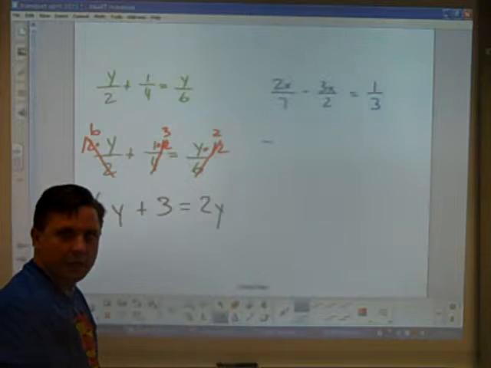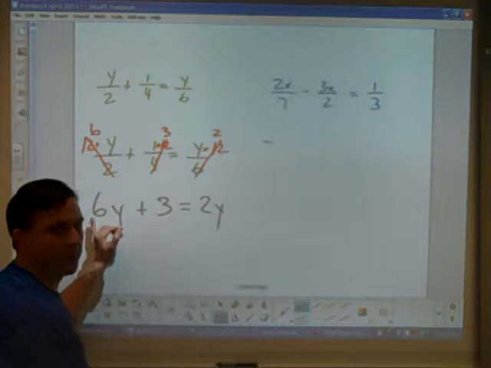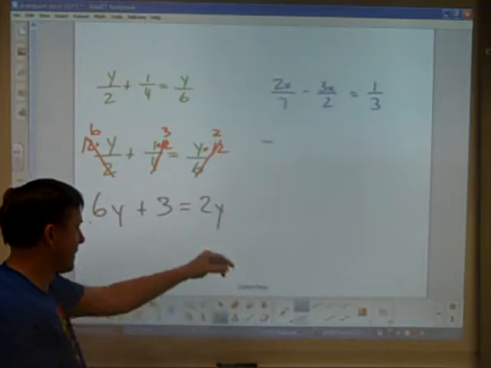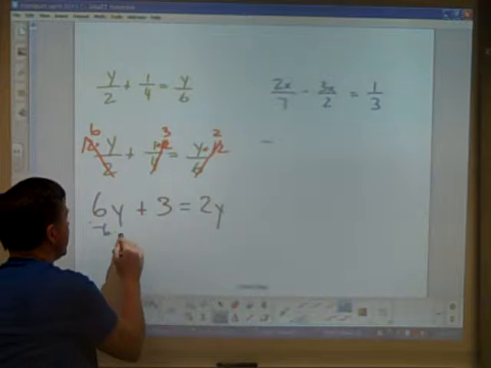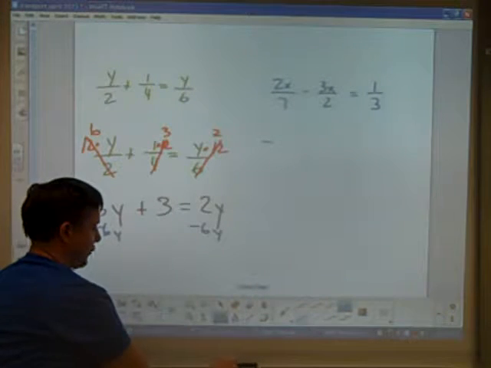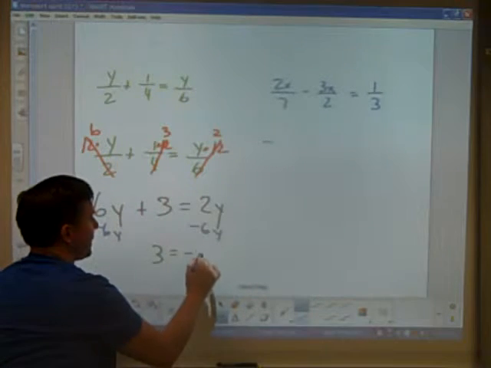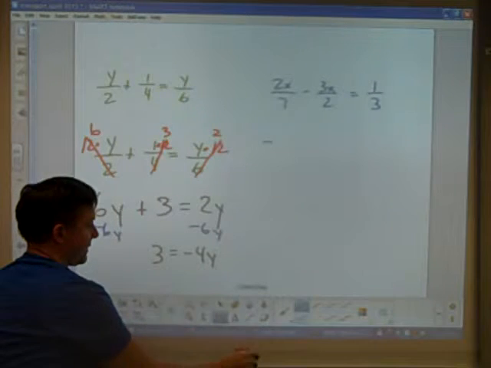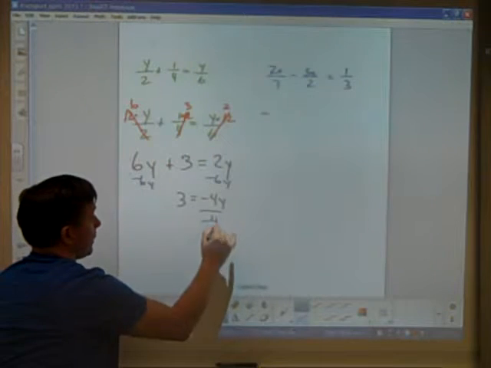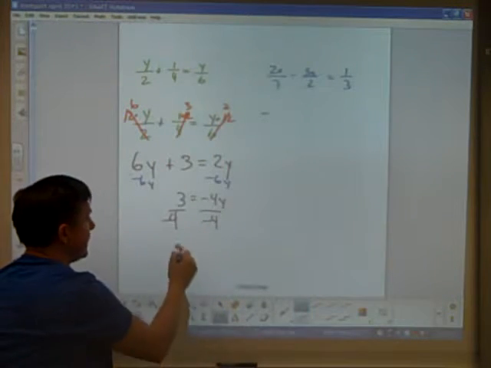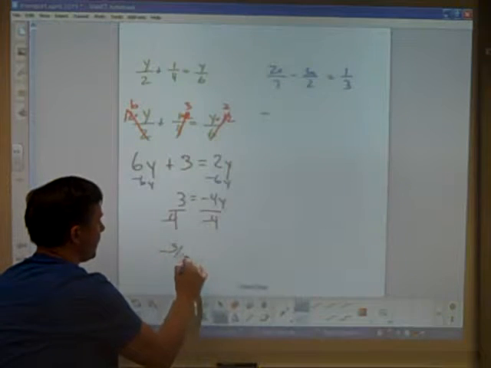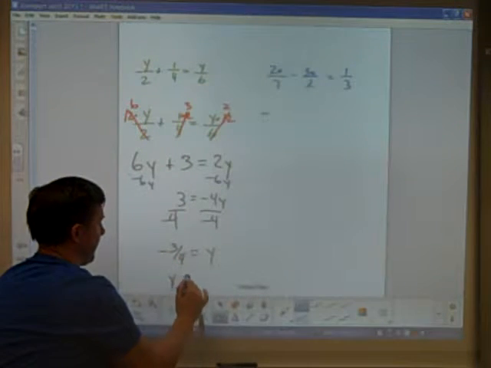Oh boy. Now, don't move the 2y over here this time. You see 3's here. Let's save some work. I'll move the 6y, and I'll get 3 equals negative 4y. Divide both sides by the negative 4. Again, make sure you grab the sign. And I get negative 3/4 equals y.